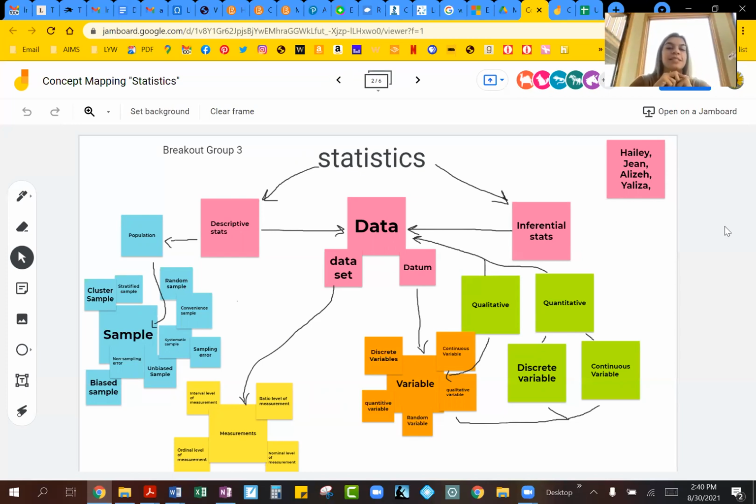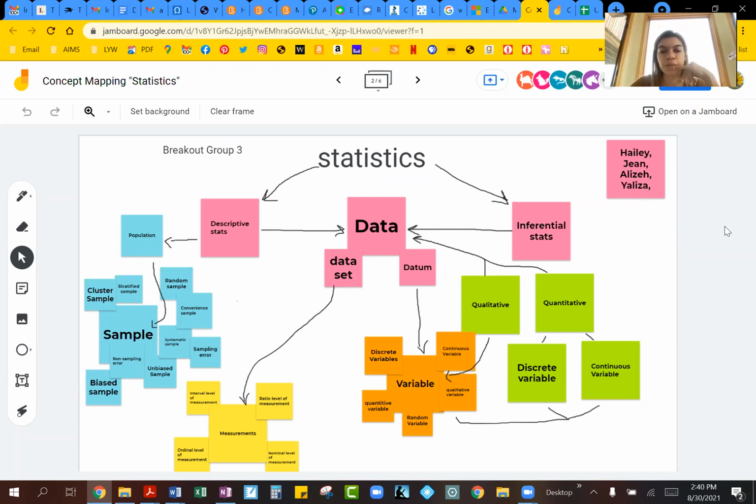So descriptive stats have a lot to do with the population, which is also a sample. That's where you get most of your samples, from the population, and we have all different types of samples in there. Your data set is going to be a measurement. There should be a line between datum and sampling error. That's my bad. But okay.